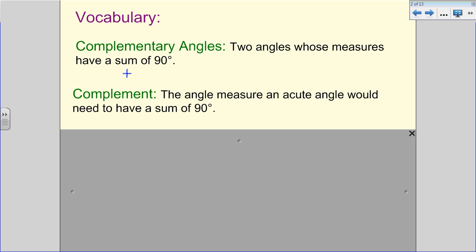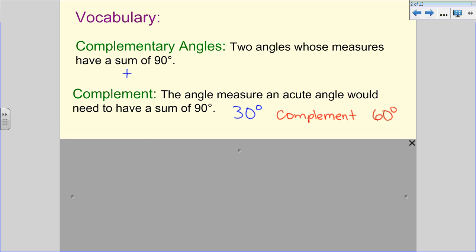A complement is the angle measure an acute angle would need to have a sum of 90 degrees. So if we have a 30-degree angle, its complement is 60 degrees, because 30 degrees plus 60 degrees equals 90 degrees. So we would say 60 is the complement of 30 degrees.